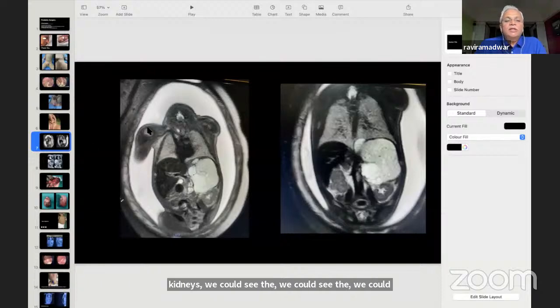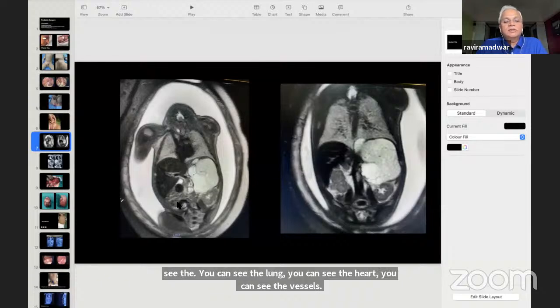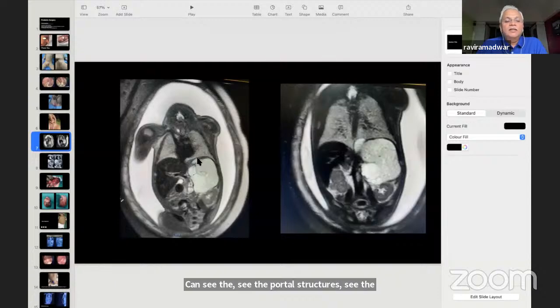So this is a fetal MRI. You can see the uterus, the amniotic fluid, the lung, the heart, the vessels, the liver, the portal structures, the GI tract, the kidney, and there is this big mass sitting here under the diaphragm. So one always thought that this is possibly a teratoma rather than anything else, but the story goes on.